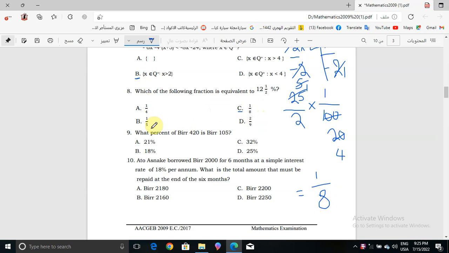Now question number 9: what percent of 420 is 105? It will be 25%, right? So the answer for question number 9 is 25%. Why? I will show you now here.